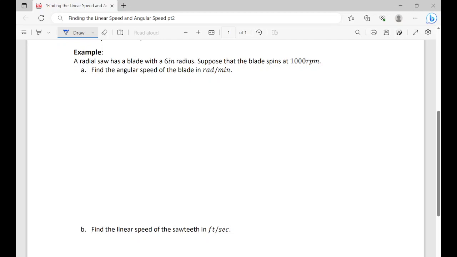So we're trying to find the angular speed, and the angular speed formula is given by omega equals theta over t. So we need to know theta and t. Now it wants it in radians per minute, and lo and behold, we have 1000 revolutions per minute. So we already have these in the same units of measure, per minute. So all we really need to get is theta.